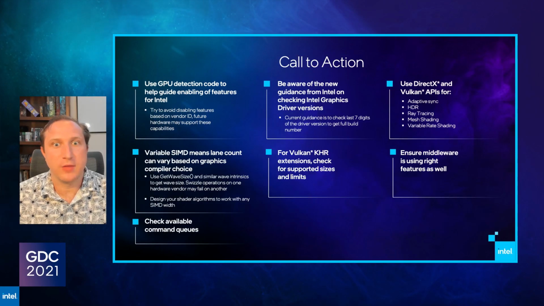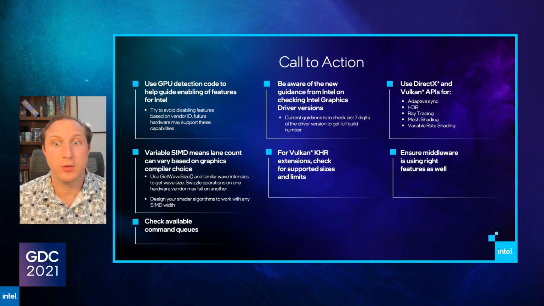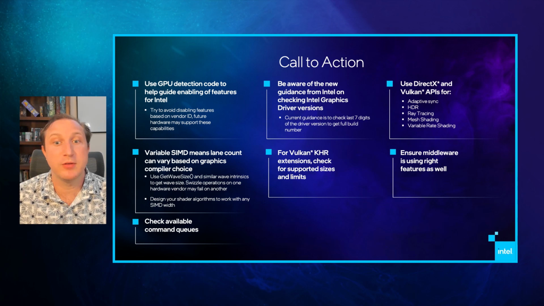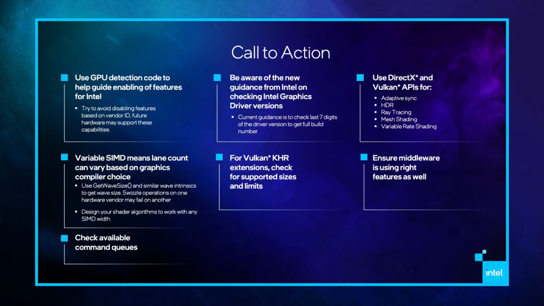We've covered a lot of ground in this talk. The capabilities of Intel graphics are ever changing in both compute and features. With this in mind, to ensure your game today will be able to take advantage of future hardware, it is best to use good GPU detection code to help guide enabling of features for Intel. Avoid disabling features based on vendor ID, ensuring that future graphics products from Intel can use these features. As mentioned earlier, gone are the days of if Intel, disable parts of your pipeline. Also, be aware of our new guidance regarding checking graphics driver version. Use the last 7 digits of the driver version to get the full build number and check against that.